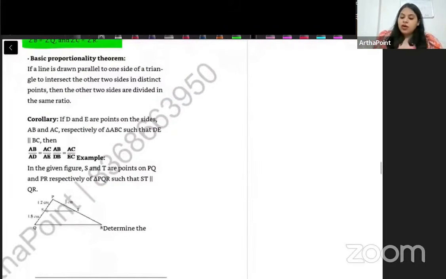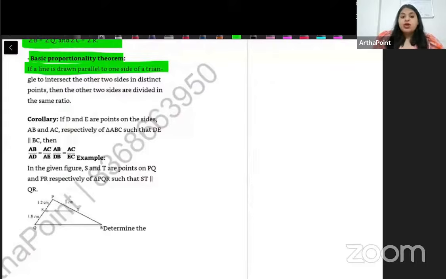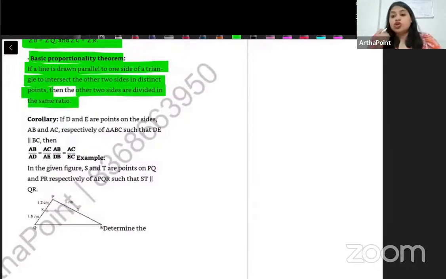Now next, let's talk about the basic proportionality theorem. The basic proportionality theorem suggests that if a line is drawn parallel to one side of a triangle to intersect the other two sides at distinct points, then the other two sides are divided in the same ratio.